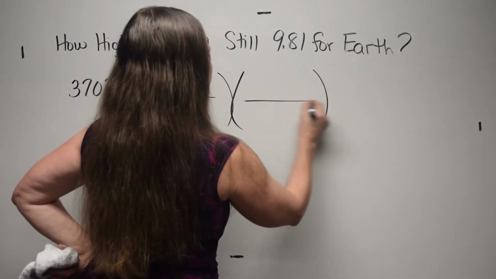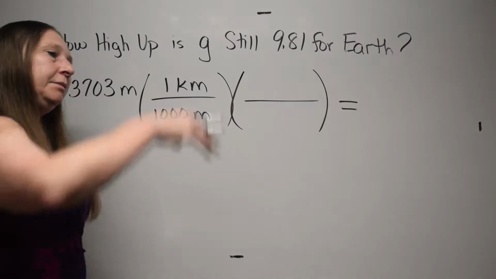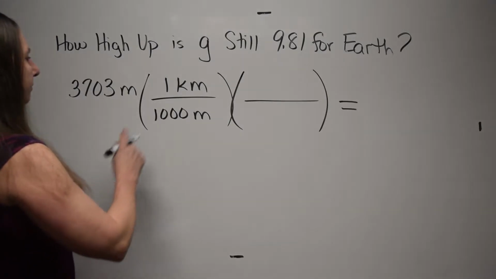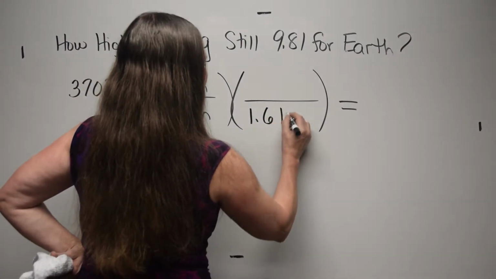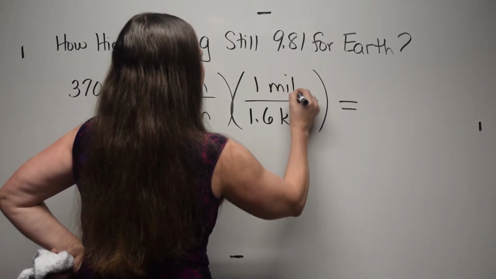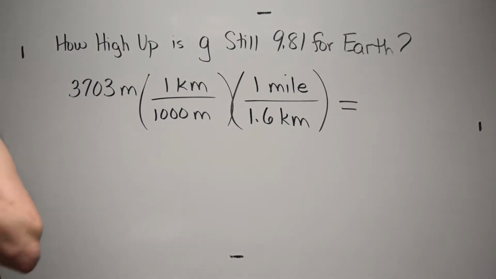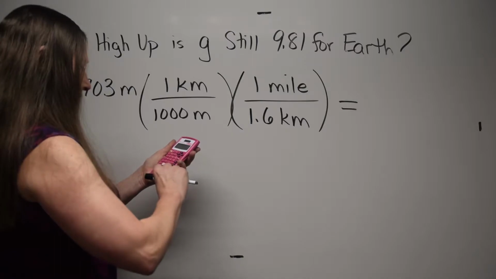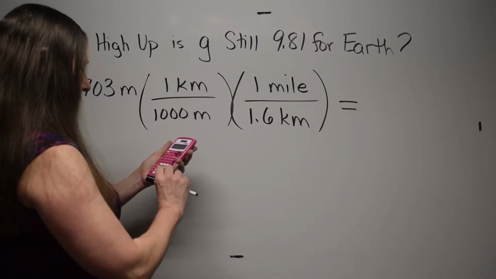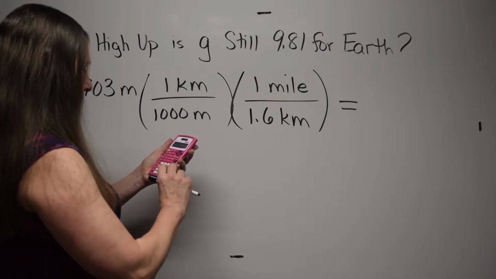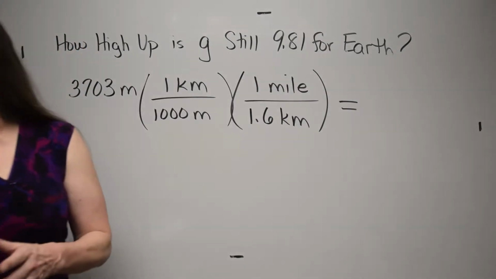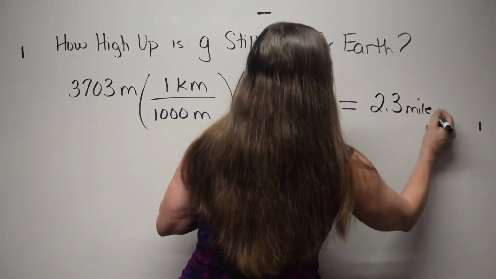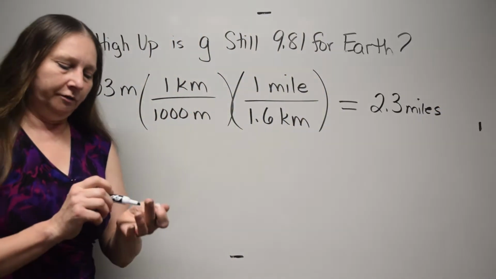And then I'm going to change that to miles. How many miles up can we go before this drops down to 9.80? Now, we know that 1.6 kilometers is 1 mile. So let's do the math. We've got 3,703 divided by 1,000, and then divided by 1.6, 2.3 miles. 2.3 miles up above the surface of the Earth.